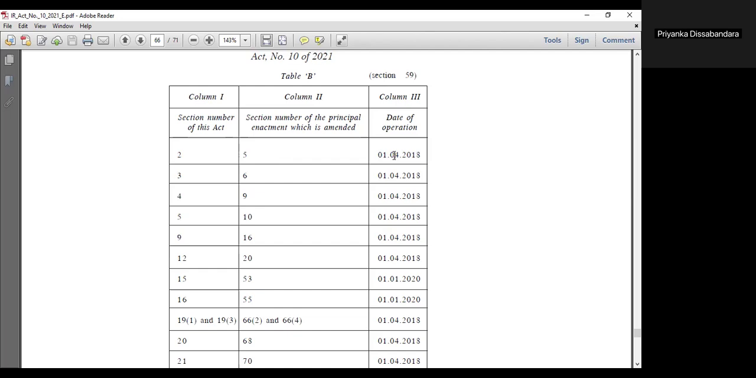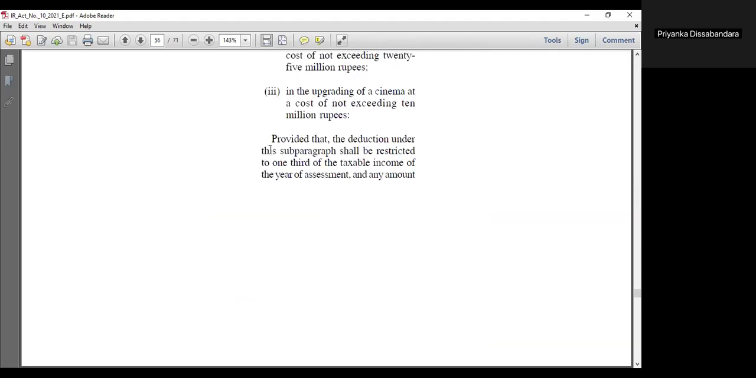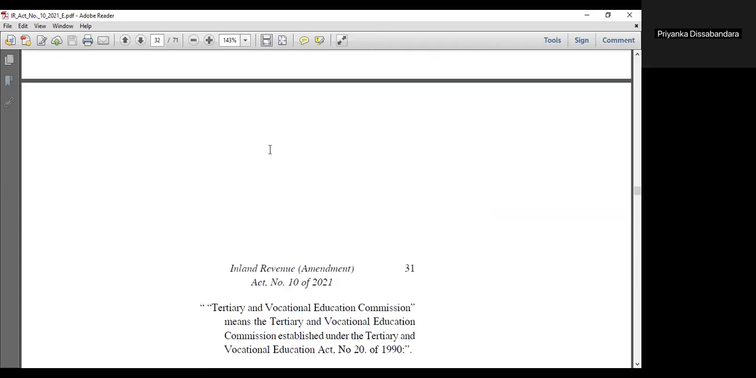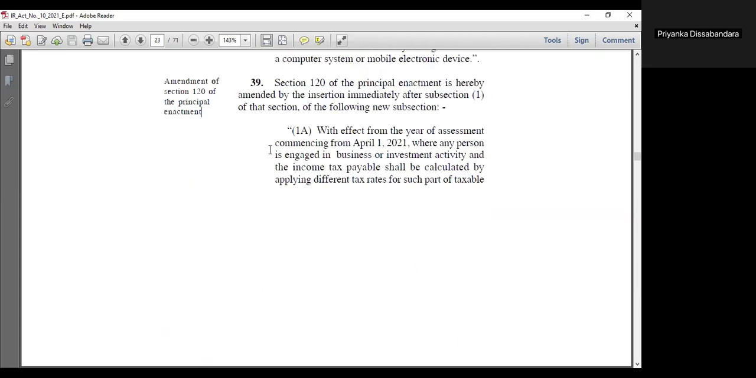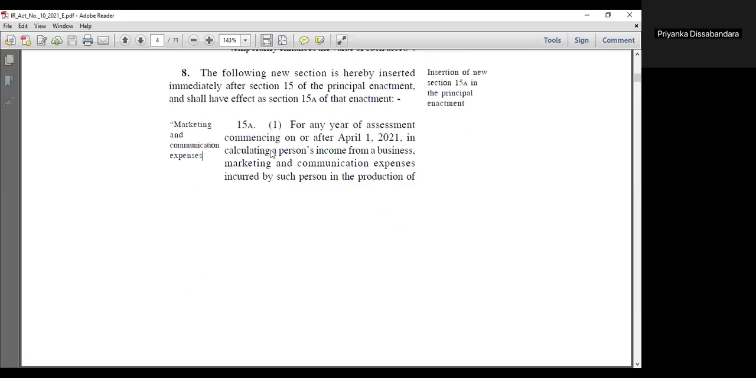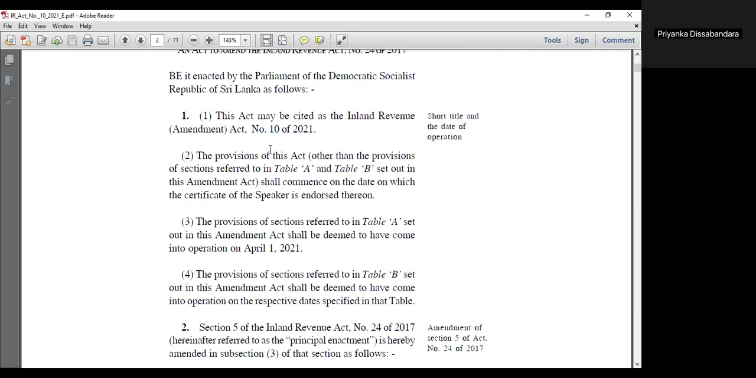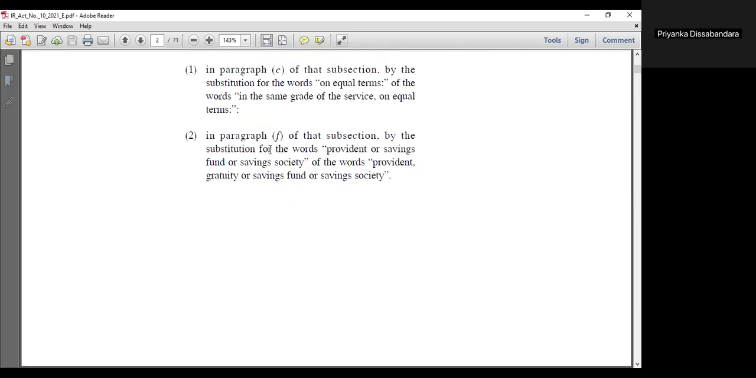Okay, now we can go to section 2 of this act. Okay. Now we are in section 2.